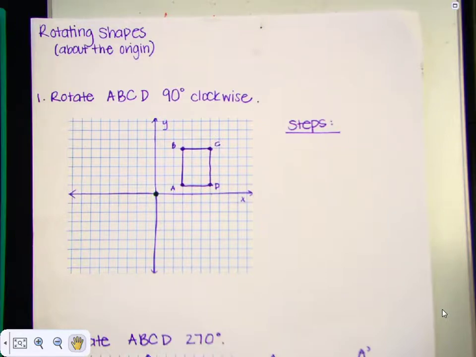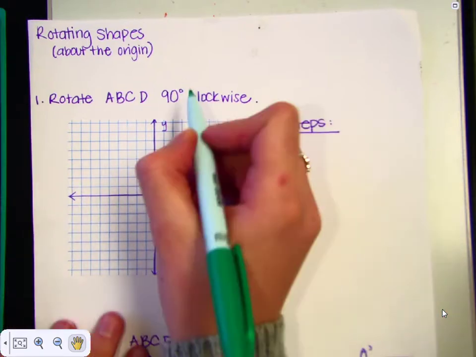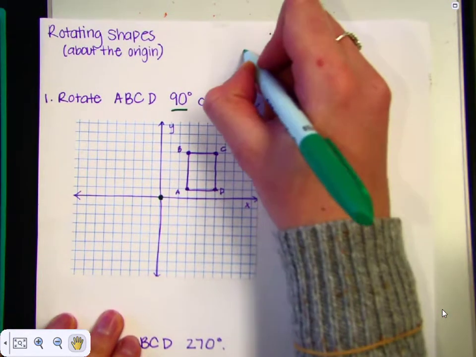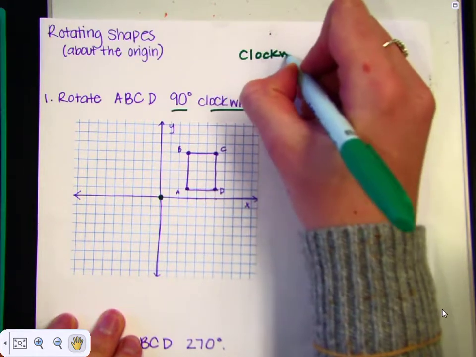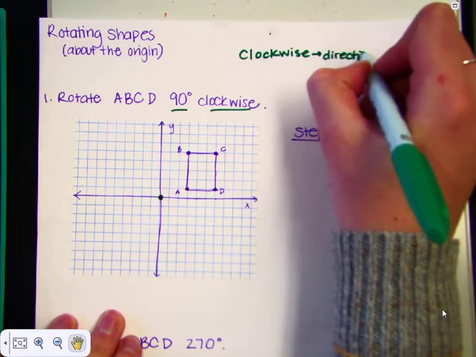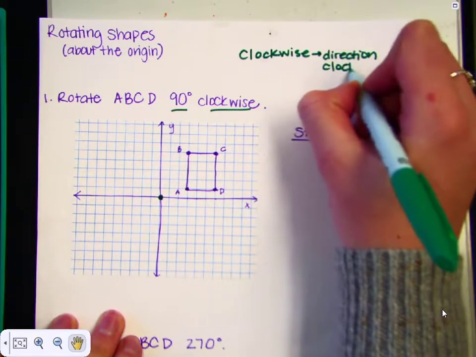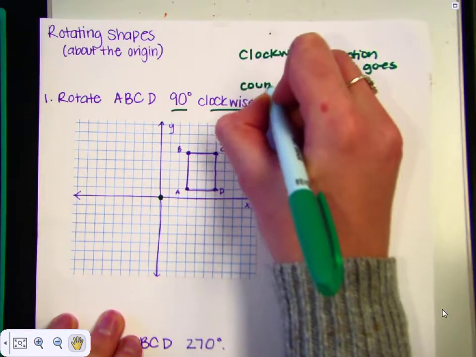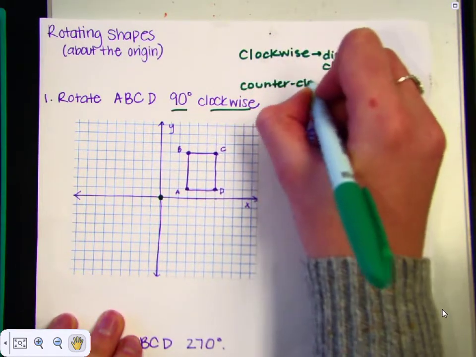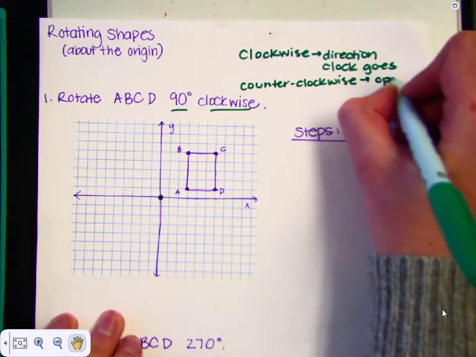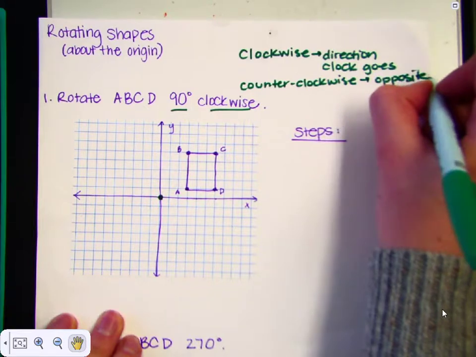So in order to rotate, you need an angle and you need a direction. If you notice in the first one, it tells us to rotate 90 degrees clockwise. And if you remember, clockwise is the direction the clock goes. And counterclockwise is the opposite direction.